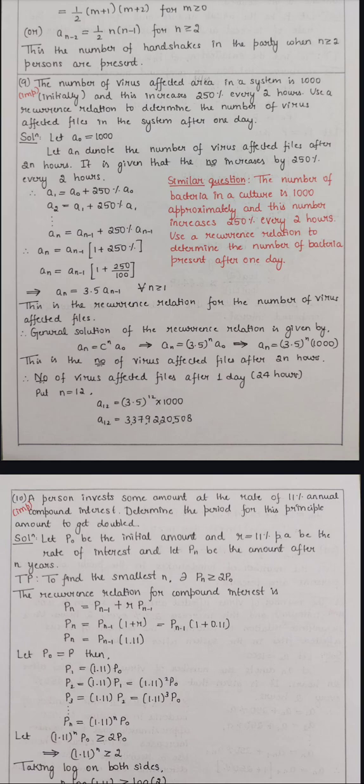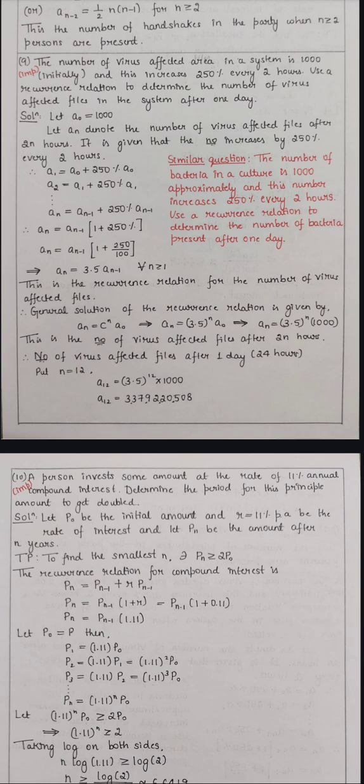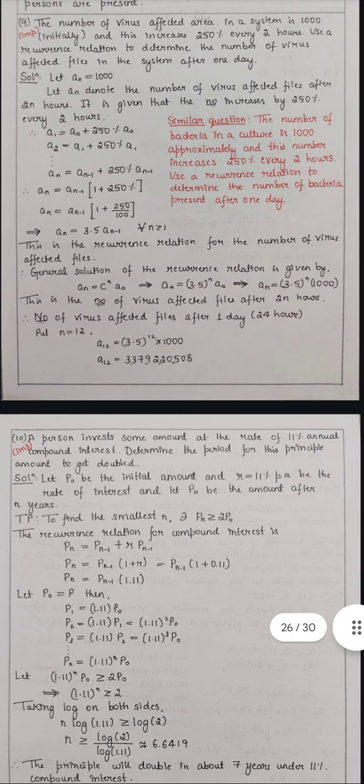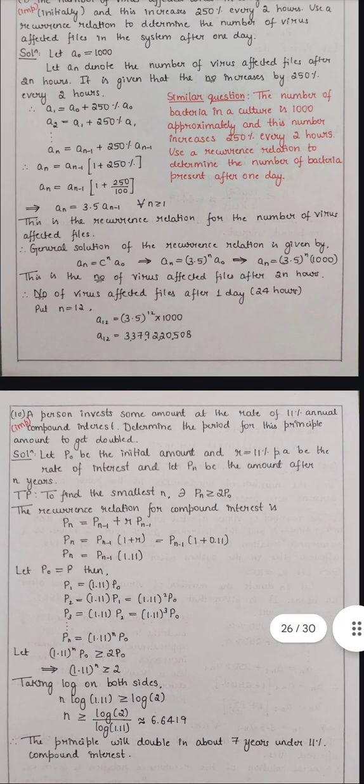Let a0 be 1000. Let an denote the number of virus affected files after 2n hours. It is given that the number increases by 250% every 2 hours. So a1 = a0 + 250% of a0, a2 = a1 + 250% of a1, and an = an-1 + 250% of an-1.